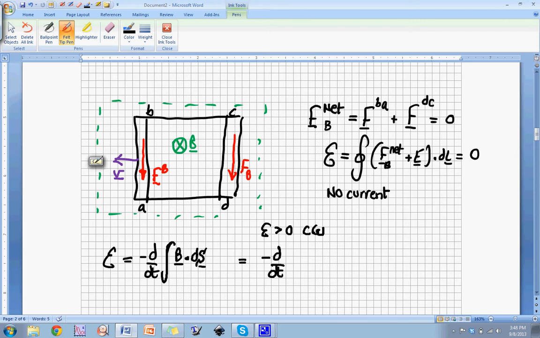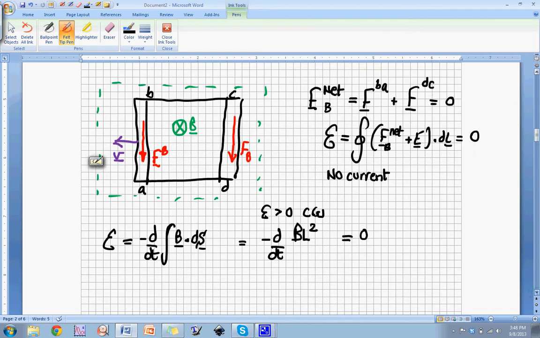Then the next thing we're going to do is complete it by having the circuit completely out of our B field on the left hand side. So I'm just going to pause once more.